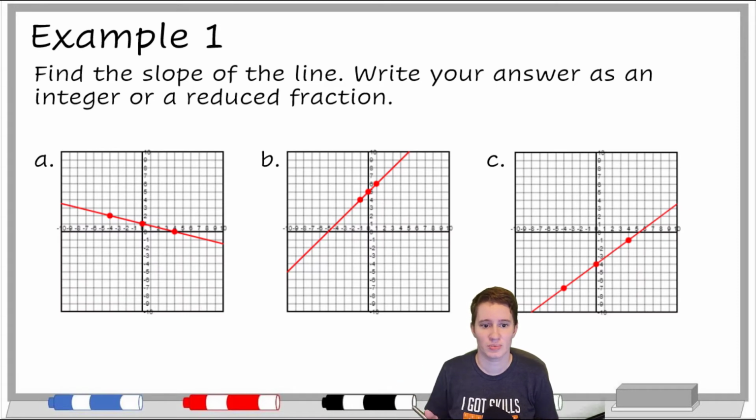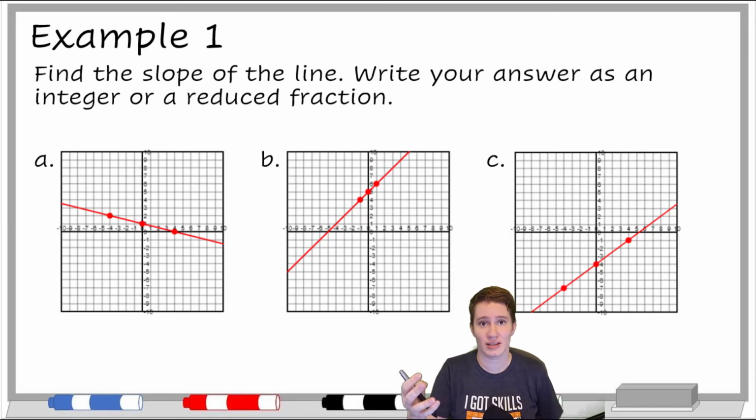Alright, so in this first example, we've got some pictures of graphs, and we're trying to figure out what the slope is. There are two main ways to do this. One is to count, and the other is to write down points and fill in that formula that we had on the previous slide. And it's really up to you.